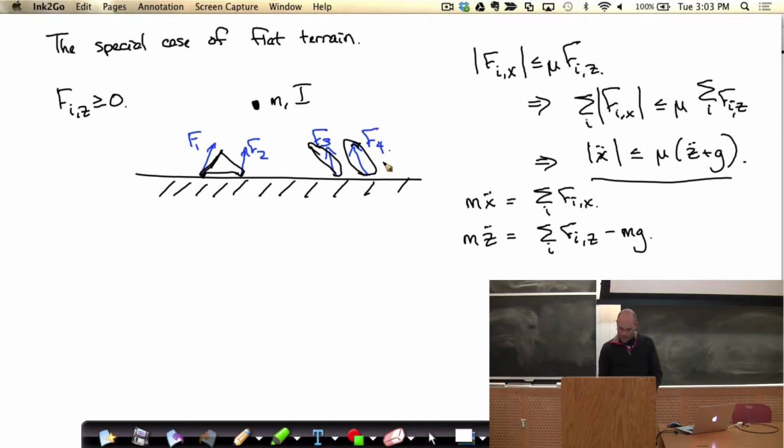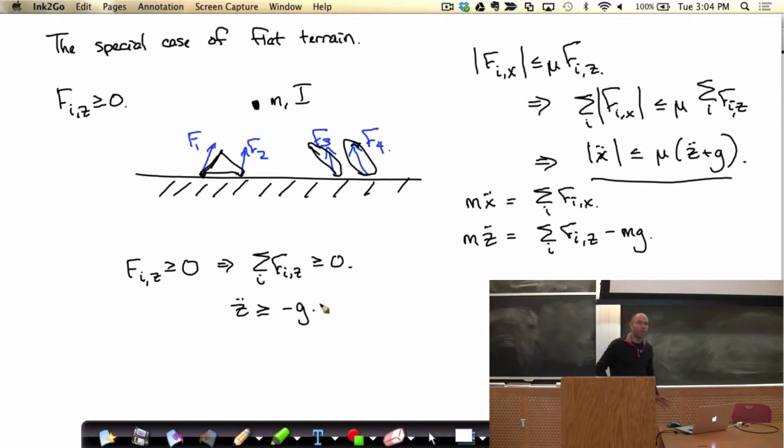Okay. The fact that there's more constraints we can write down, right? The fact that I can only push on the ground implies that the total vertical force has got to be greater than or equal to 0. So what does that mean? That means my z double dot has got to be greater than or equal to negative g, right? If I'm only allowed to push on the ground, nothing I can do will accelerate my center of mass towards the ground faster than gravity, right? That's probably a good thing. But that's certainly a constraint, okay?